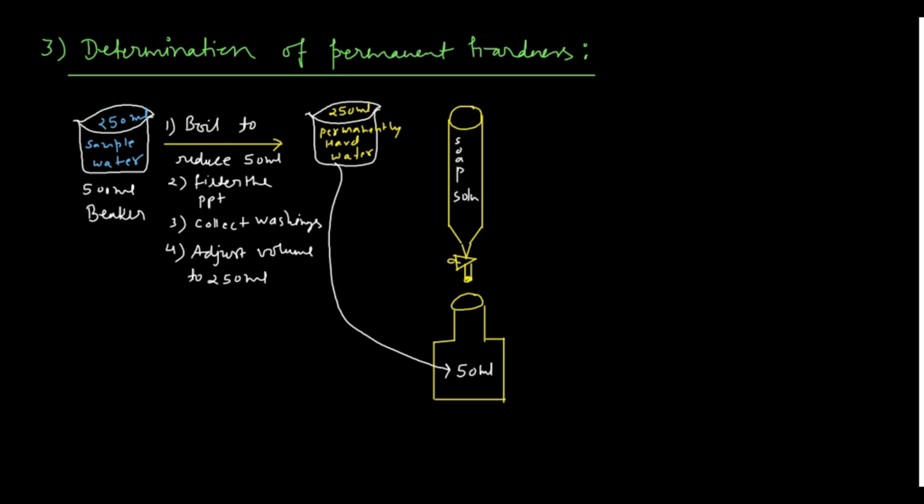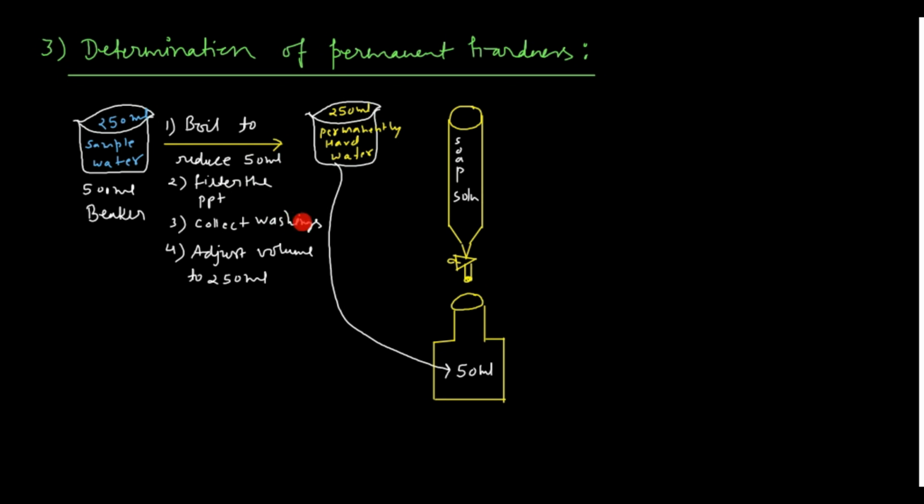If you know the basics of water hardness, you know temporary hardness is removed by boiling the water in an open container. Please remember, this beaker should be open, right? All the carbonates and bicarbonates decompose by heating, and carbon dioxide evolves, and in the sample water you will only have the permanent hardness then. So this is 250 ml. I have reduced it by boiling to 50 ml, and I'll filter the precipitate if any, and collect all the washings and precipitate.